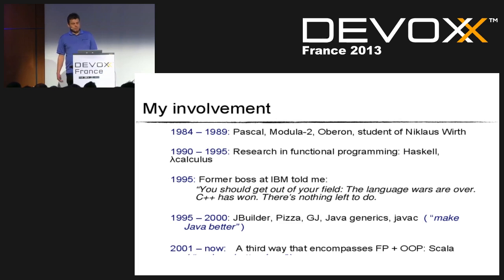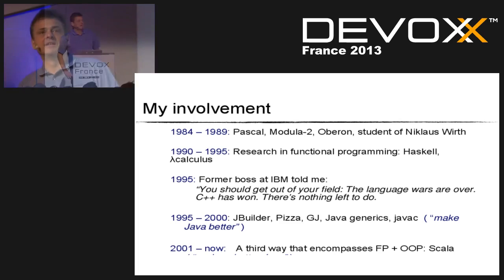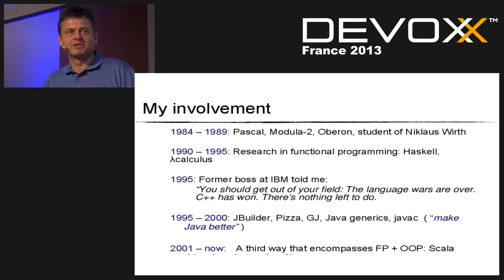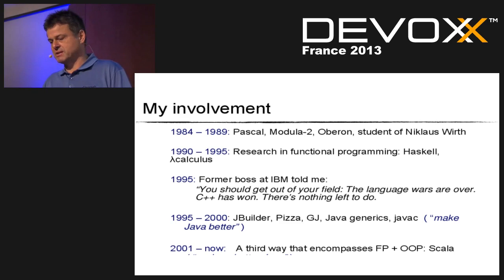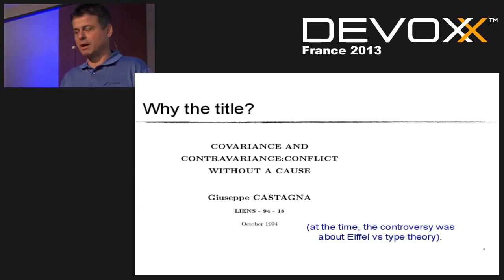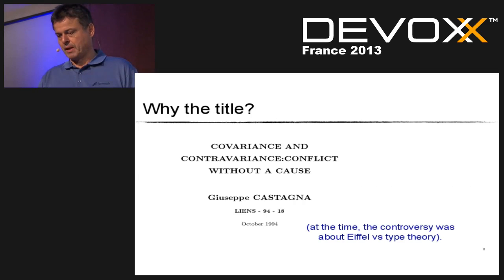Myself, from about 2000, I was working on new things. So instead of making Java better, my ambition was to make a better Java, and that eventually led to Scala, where the aim is really to find a fusion, a unification of functional programming and object-oriented programming.